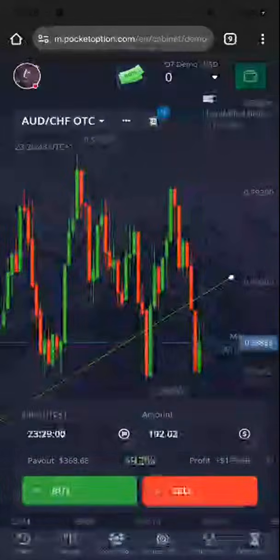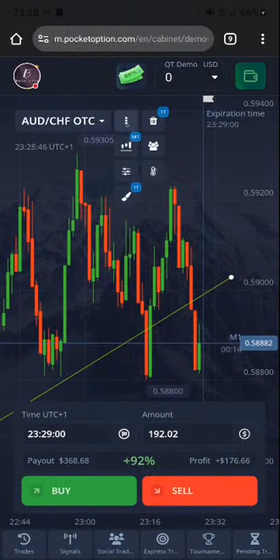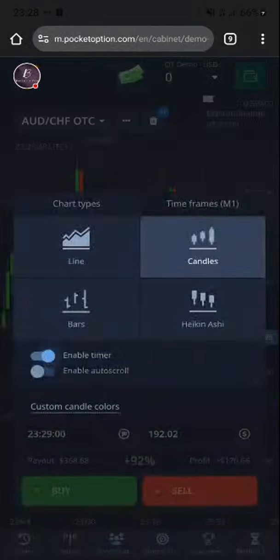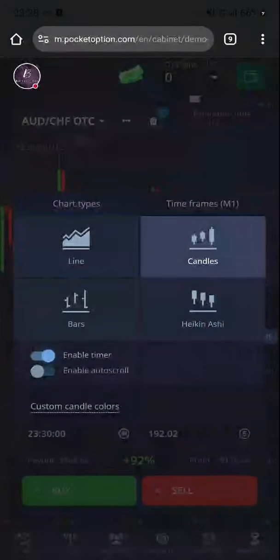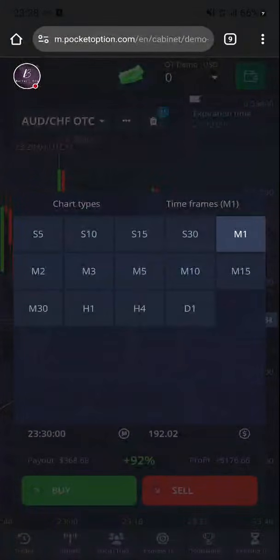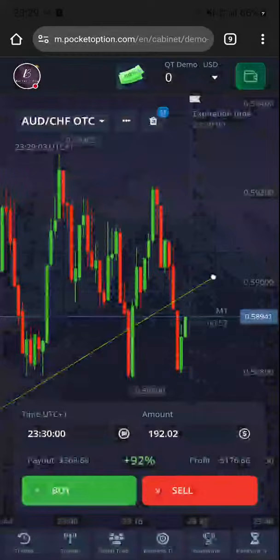So let's start with the setup for today. We're going to click on this menu button and we'll start with this. The chart type is going to be candlesticks. So we'll enable this timer here for the candlesticks and we'll disable this auto scroll thing. Now the time frame is going to be 1 minute, so we'll keep it right there, locked on 1 minute.